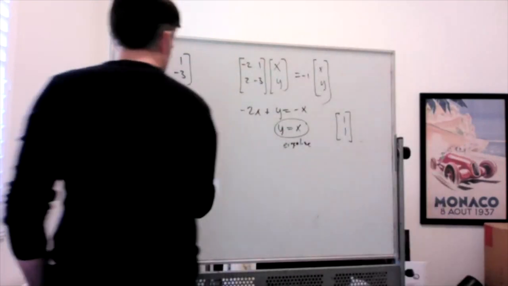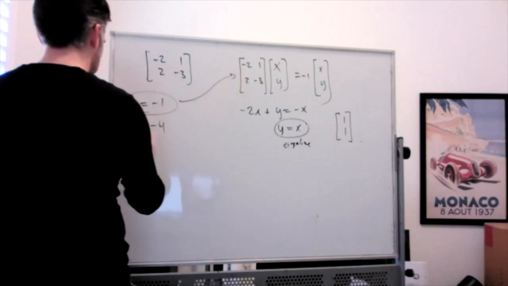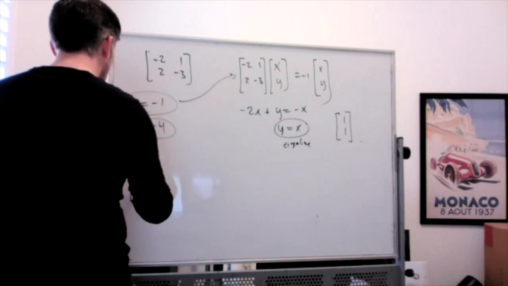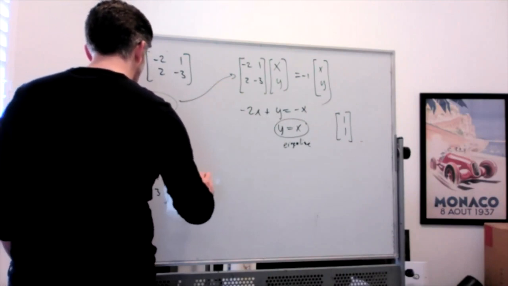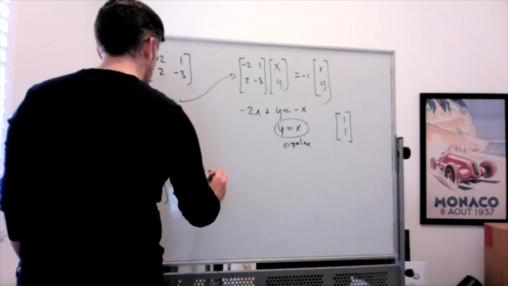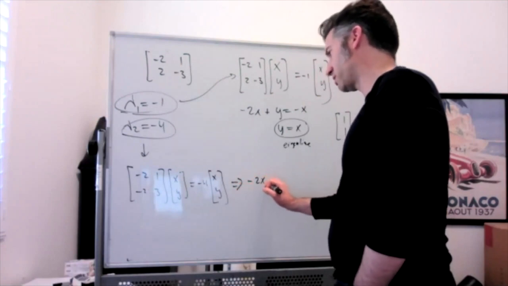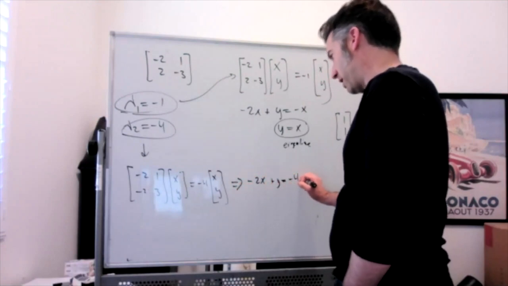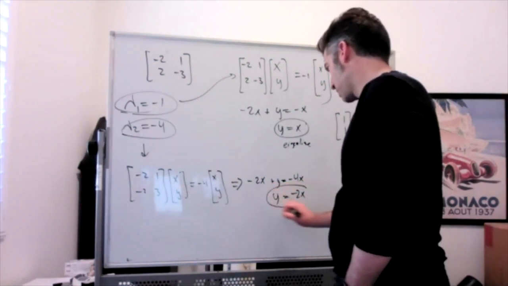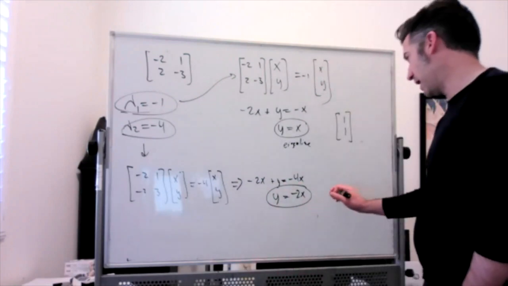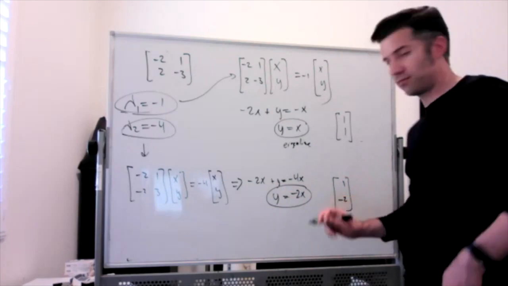And then for lambda2 equal to -4, we have [-2, 1; 2, -3] times (x, y) equal to -4 times (x, y). We'll get -2x plus y equals -4x. So we're going to get y equal to -4x plus 2x, which is -2x. So that's the other eigenline. And the eigenvector is going to be x is 1, y is -2. Great.